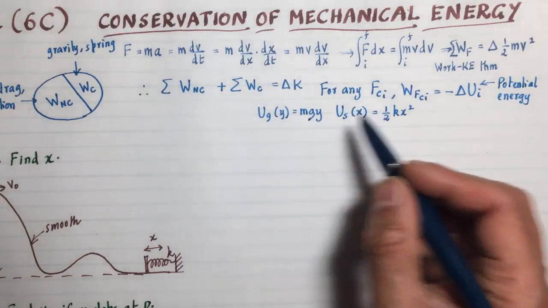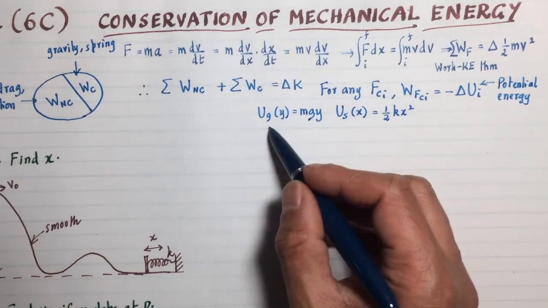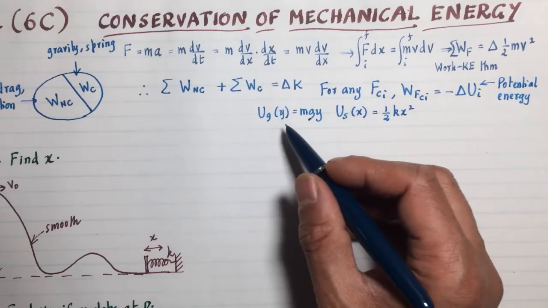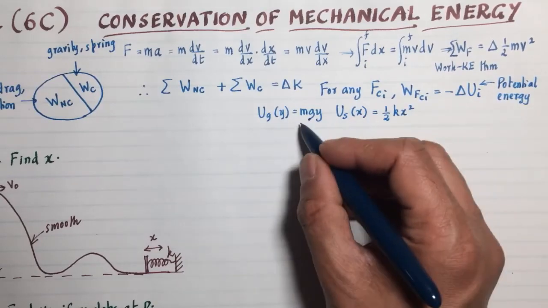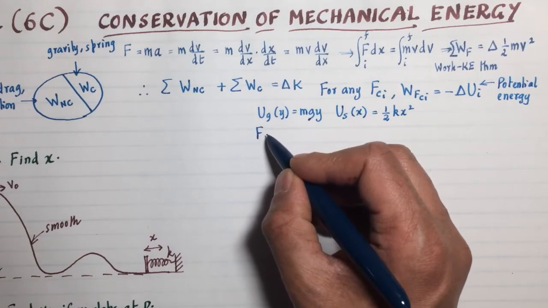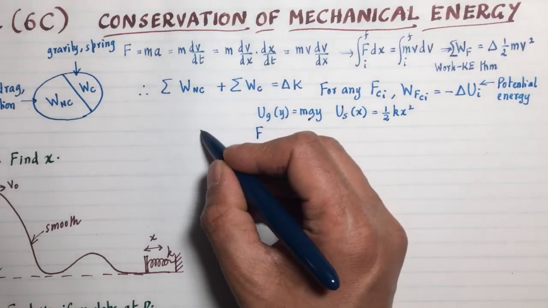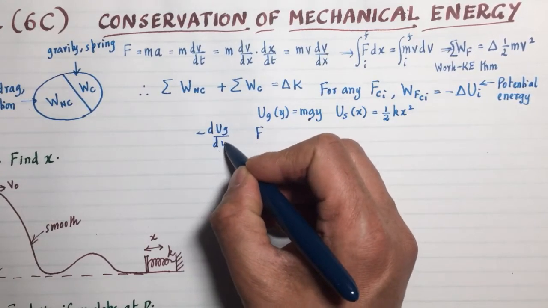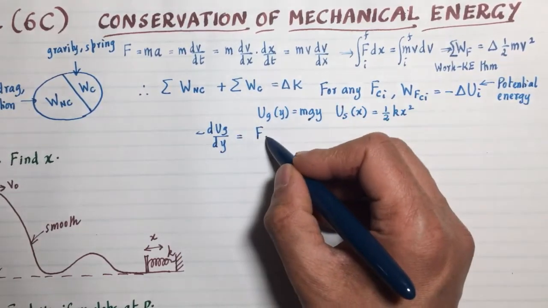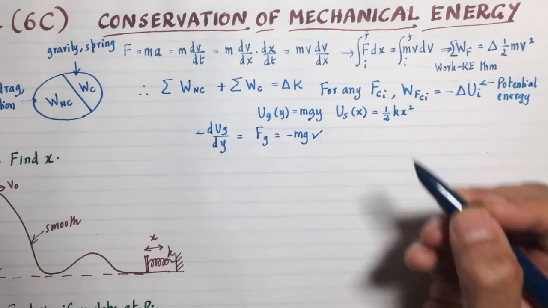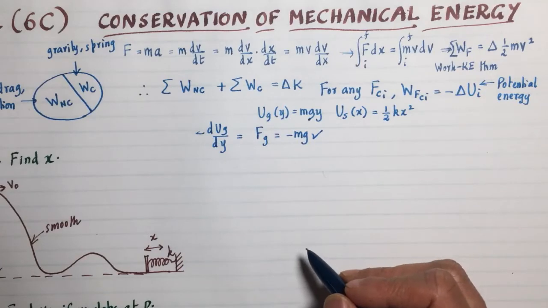One of the properties of the potential energy is that the negative derivative gives you the force. So if I take the negative derivative of the gravitational potential energy, negative dUg by dy is simply going to be the force of gravity, which is equal to negative mg. And that makes sense because the force of gravity is indeed negative mg.